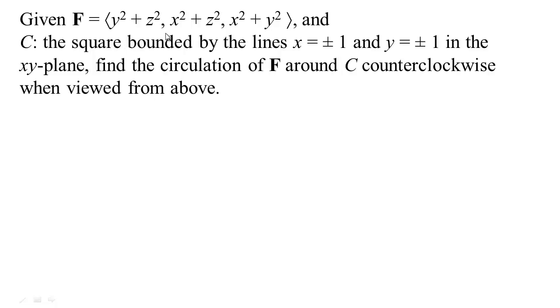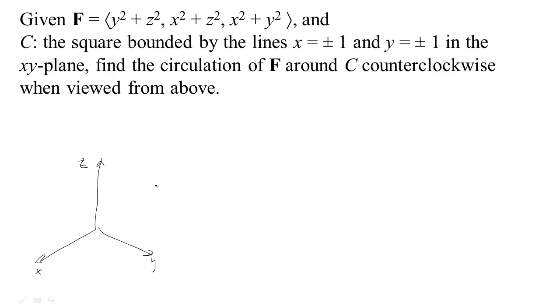In this example, we've got a vector field, and we've got a curve, and we need to find the circulation of the vector field around the curve in a particular direction. So if we look at this curve, we're in 3 dimensions, so we've got x, y, and z, but it tells us that the curve is a square in the xy plane.